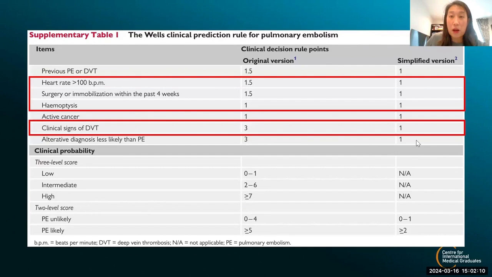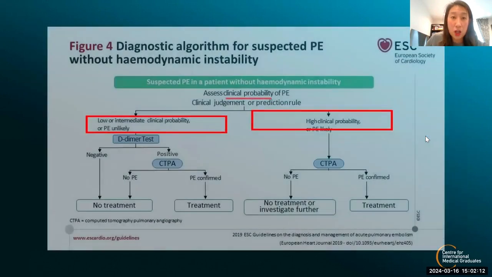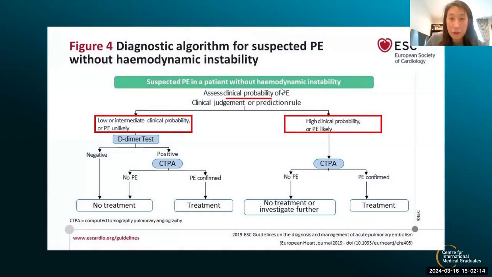So remembering the chart that we had here. If a patient, based on the Wells score, is low probability or low intermediate or PE unlikely, then you would do a D-dimer test. And if it's positive, you would then do a CTPA. However, if the patient is high clinical probability, so based on the Wells score, high clinical probability or PE likely, then you would go straight for a CTPA. You do not need to do a D-dimer.